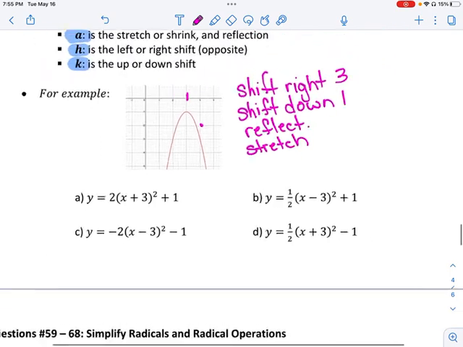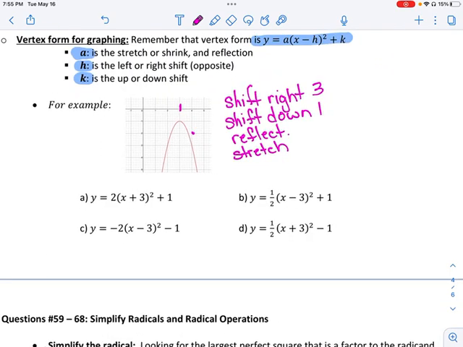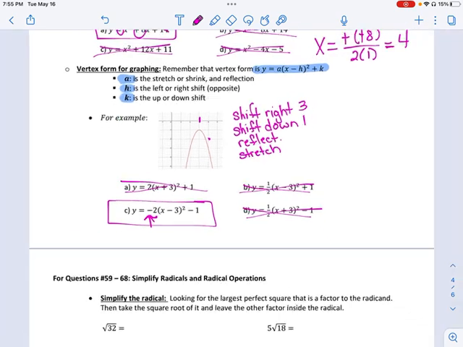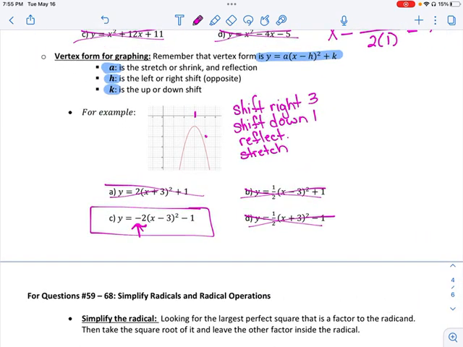So when we look at these things, then we put that all together. I'm going to shift right 3, so that means it should be a -3. So we know it's not A, and we know it is not D. It's going to shift down 1. So if you look, it can't be B because the up and down go with the sign. So it has to be C, but let's just double check. It has to reflect, and it is negative, and it is a stretch, meaning my A value has to be bigger than 1. So that is how you take a look at those quadratic graphs, and you work with what they're asking you to find.